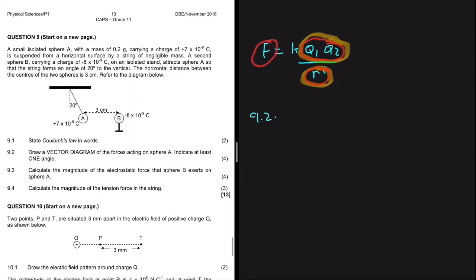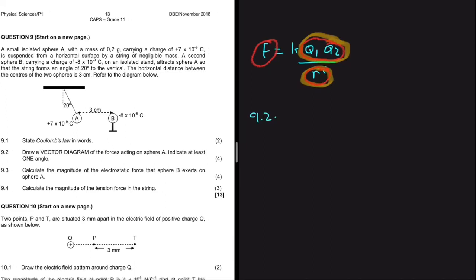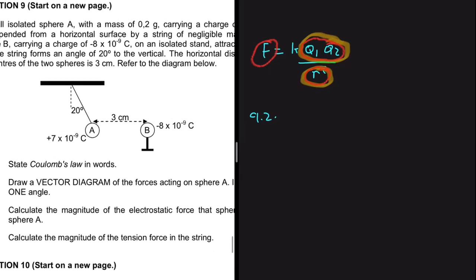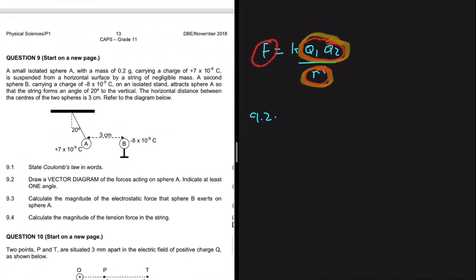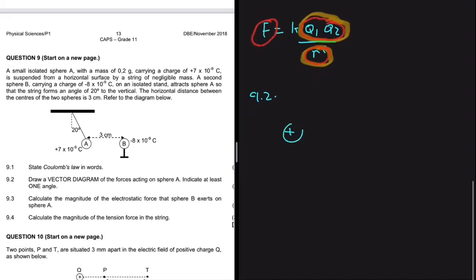9.2 is saying, let's draw a vector diagram of the forces acting on sphere A and indicate at least one angle. So let's look at sphere A, right? Sphere A is hanging from a string of negligible mass, and it's interacting with sphere B. Our sphere A here is positive, here's the charge, and sphere B is negative, minus 8 times 10 to the minus 9 coulombs. So how does a positive charge interact with a negative charge? They attract each other, right?